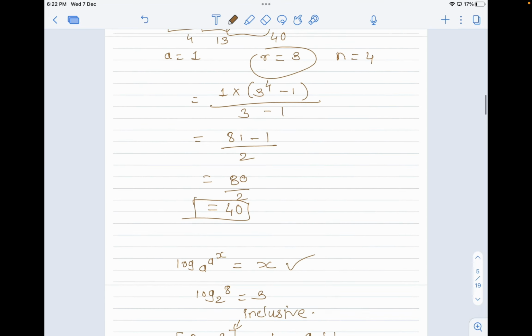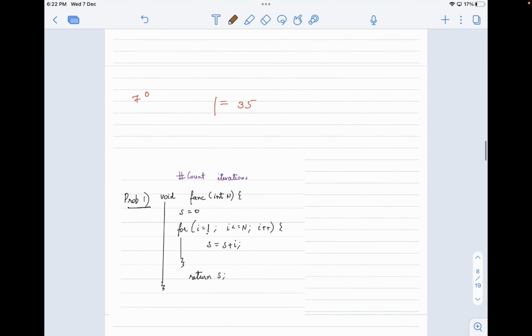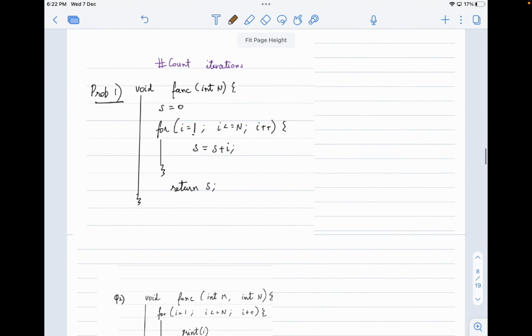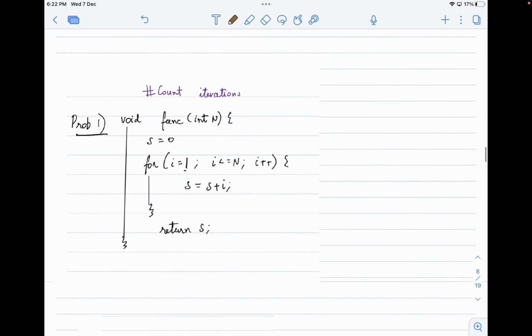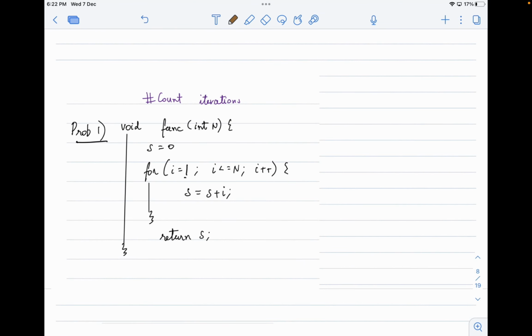So let's talk about this. I'll take one example at a time. Okay, let's talk about how we can count the iterations. In this example we have a function. Whatever the function is, we don't care about it now. We just need to follow how many iterations are happening.